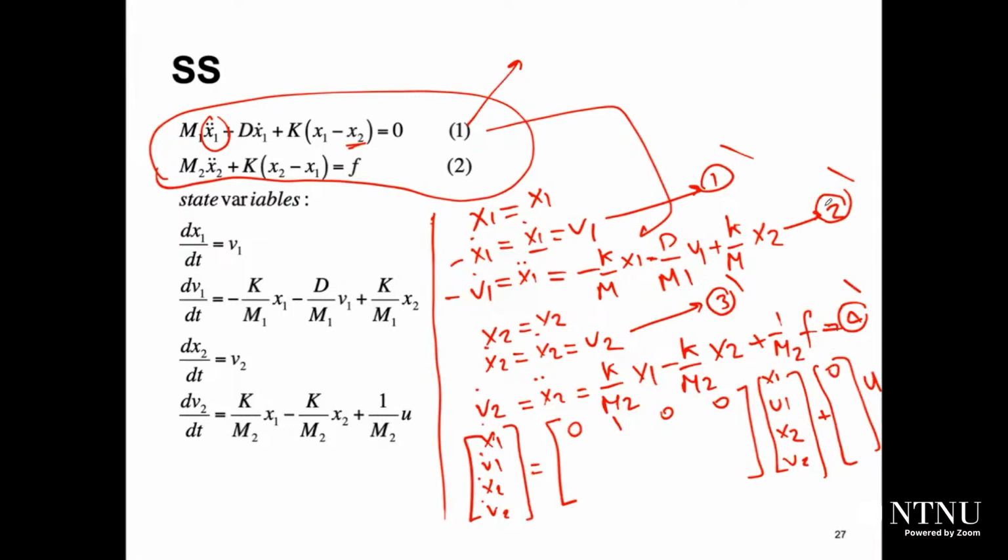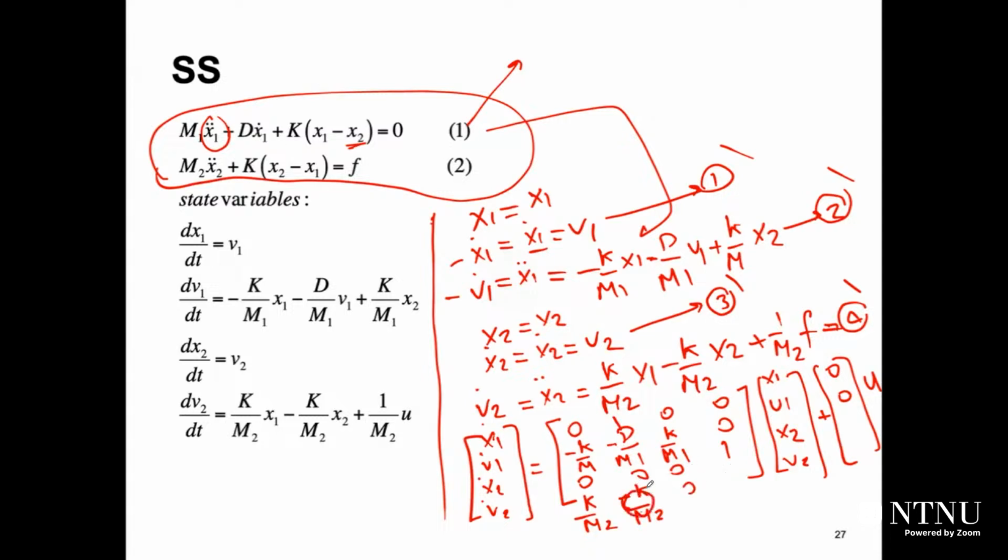We go to equation number 2. It will be minus k divided by m1, then minus d divided by m1, and for x2 it will be k divided by m1, 0. We don't have any input here, so 0. The third equation, x2 dot equals v2, so the row will be 0, 0, 0, 1. For the fourth equation, it will be k divided by m2, 0, minus k divided by m2, and after that 0.